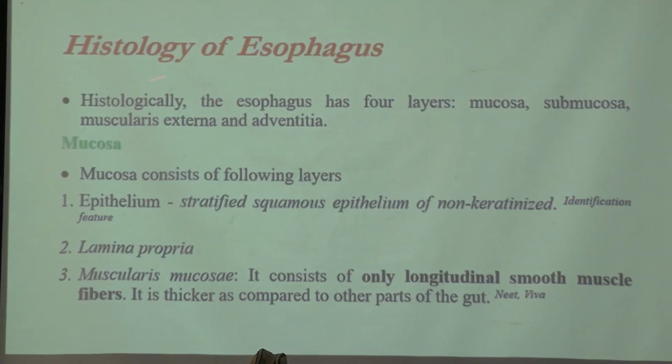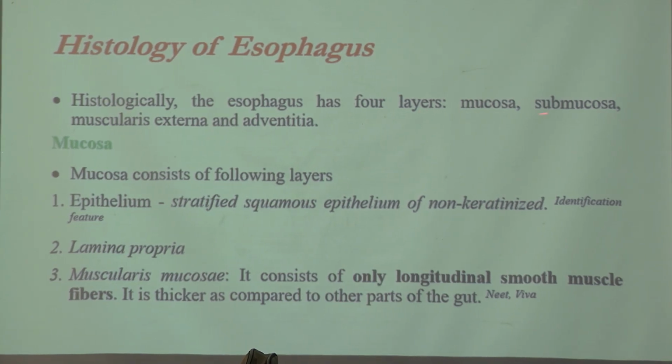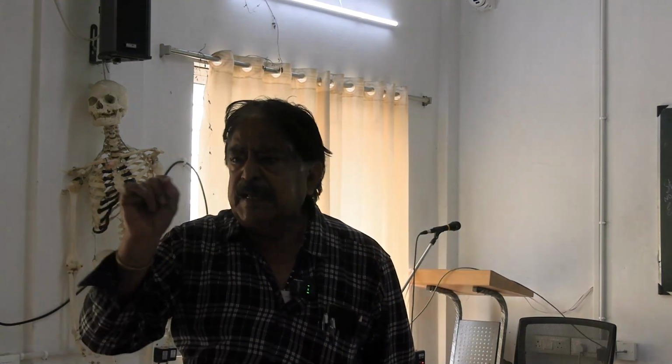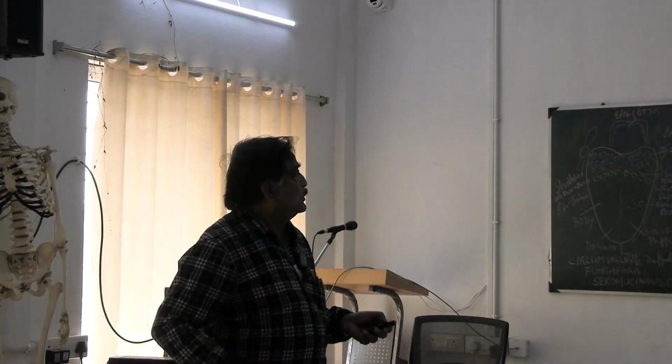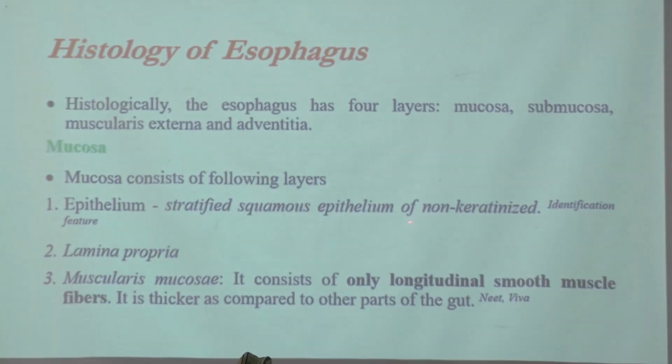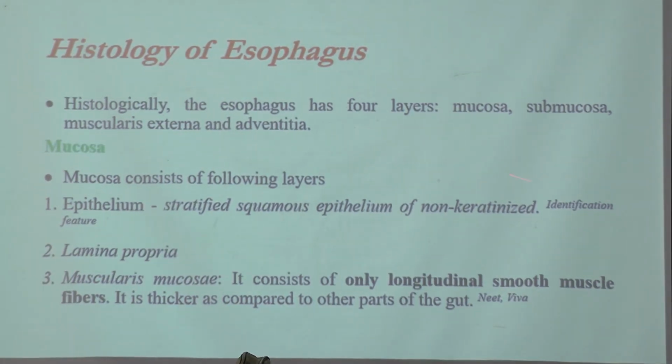Now, histology of esophagus: histologically the esophagus has 4 layers: mucosa, submucosa, muscularis externa, adventitia. Say if there is a short note, transverse section of esophagus, it has common features. Actually, you just draw roughly and just label it. You will get the marks. Don't color cells and everything. Don't kill time. Now, mucosa consists of the following layers: epithelium, stratified squamous epithelium, non-keratinized, identification features.